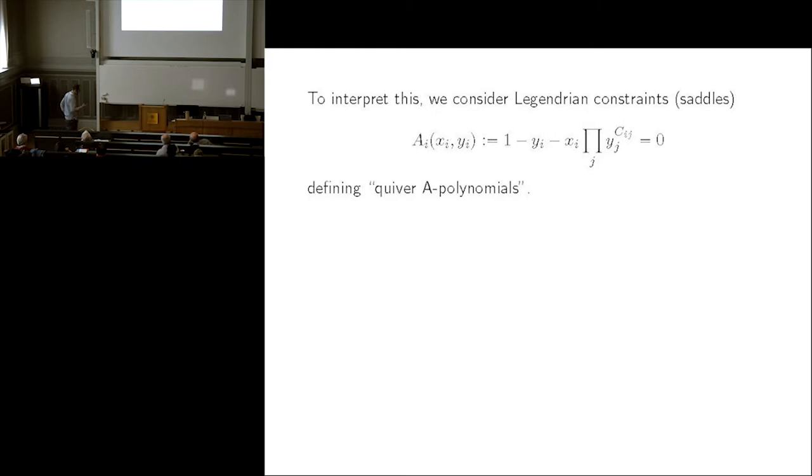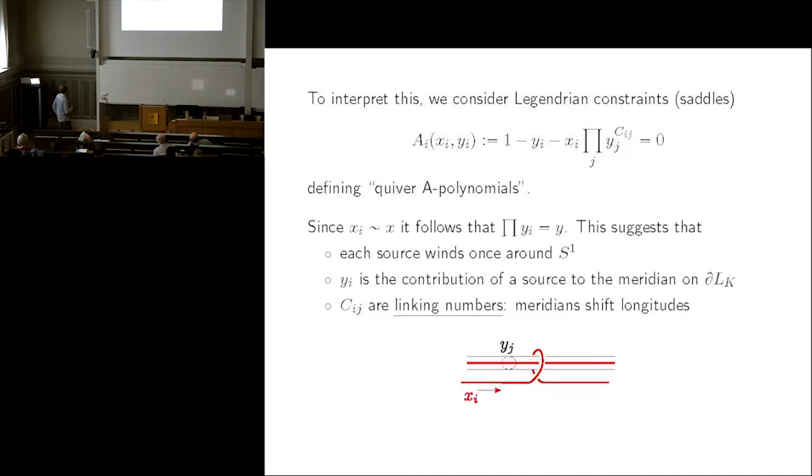So the physical interpretation of the semi-classical limit may be a bit obscure at this point, so let's try to clarify what that means. Let's take the saddle point equations for this multiple integral. These are some algebraic equations for these variables x_i and y_i. There's one such equation for each node in the quiver. We call them the quiver A-polynomials, by analogy with the way the augmentation curve appeared. And since in the knot-quiver correspondence, you know that x_i's are proportional to a single power of x, it follows easily that the product of the y_i variables must be y.